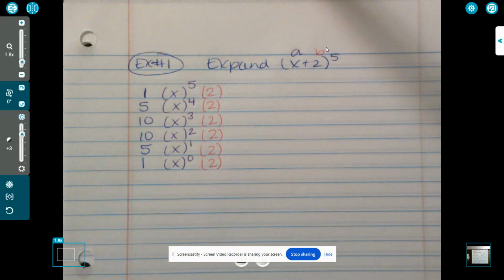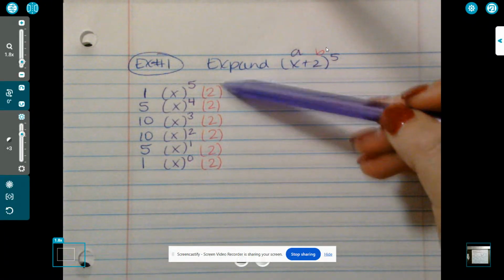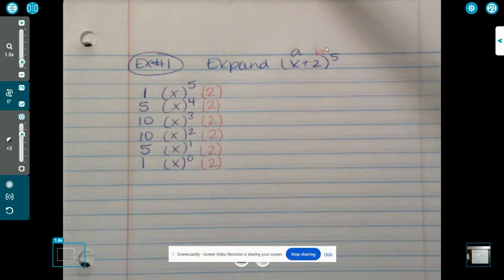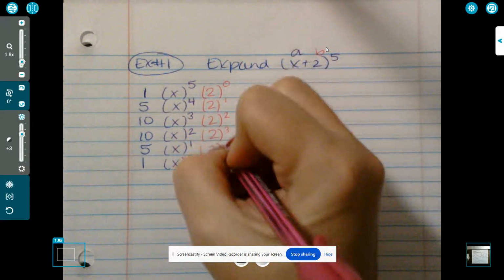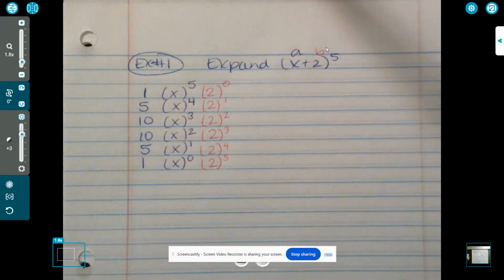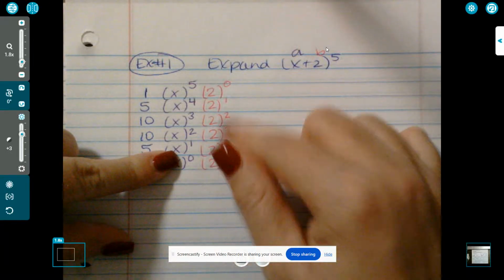Okay, there's a couple of ways you can do this. The explanation itself says the A value starts at 5 and works down. The B value starts at 0 and works up. So if I did that, then I would have 0, 1, 2, 3, 4, 5. Okay, so just a couple of things here. You can either go 5, 4, 3, 2, 1 all the way down, and then 5 all the way the other way.